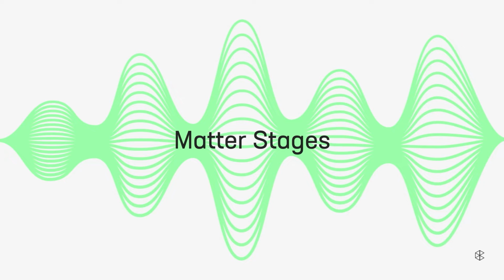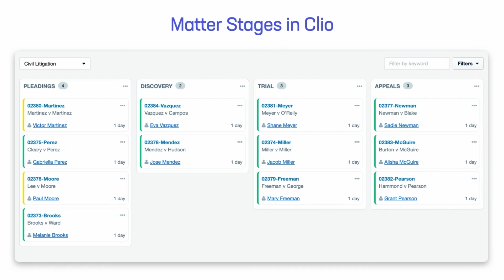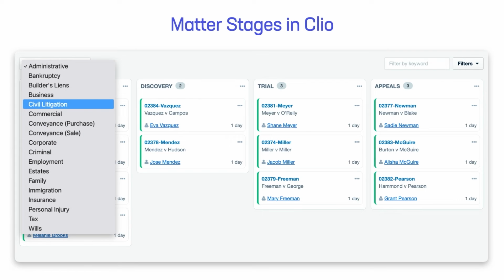Last topic, we're going to look at matter stages. Matter stages allow you to track the progress of a case or all of your cases in a Kanban style board like you see here. You can completely customize the stages to fit your specific workflows. Matter stages are organized by practice area. When you select a new practice area from the dropdown, you will then have new stages that fit into those practice areas.